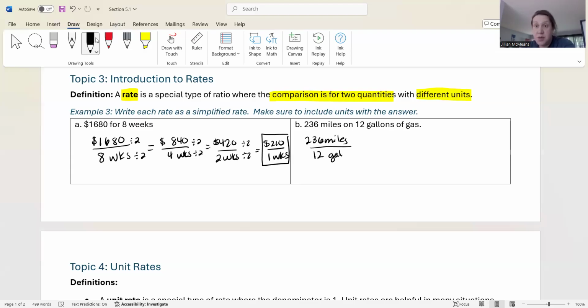We see that these are both even, so if you want to start dividing by 2, you could do that. So we could divide by 2, divide by 2. The bottom is easy. We get 6 gallons. The numerator, 236. If you need to divide by hand, you could.